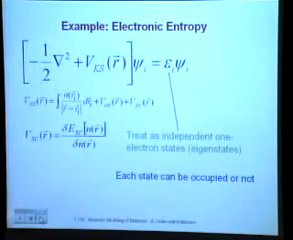Okay, I want to show you one example and probably end with that. Electronic entropy is one that, on the face of it, looks very difficult to deal with, because you have to deal with the excitations of the electron. But actually, in many cases, it's much easier than you think.